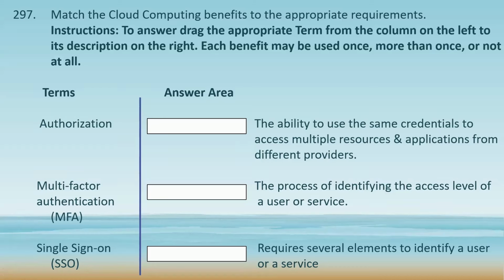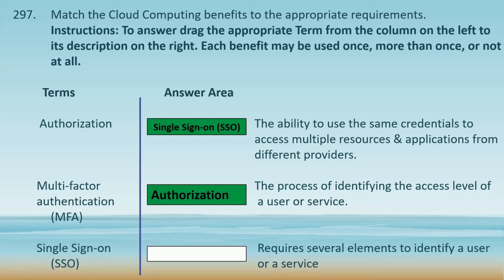Now, the first statement or description is the ability to use the same credentials to access multiple resources and applications from different providers. And this corresponds to single sign-on. The next description is the process of identifying the access level of a user or service, which corresponds to authorization. And the final statement is requires several elements to identify a user or a service, which corresponds to multi-factor authentication.